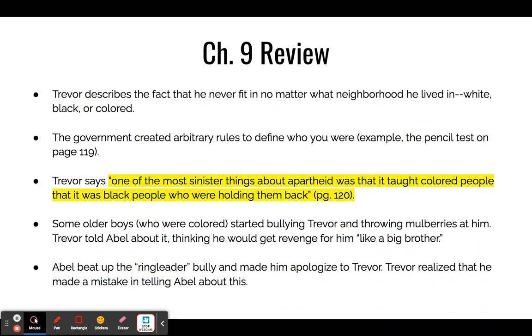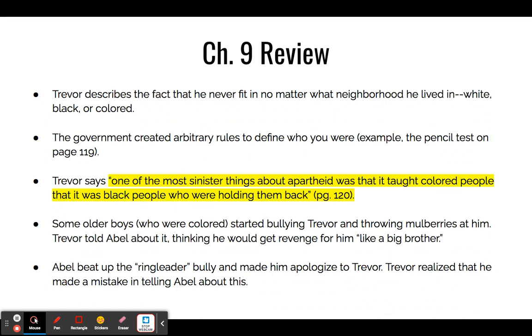Then he starts talking about some older boys nearby who were colored, and they started picking on Trevor and bullying him, the mulberry tree incident. Trevor told Abel, his stepfather, about it, and he was thinking that he was going to get revenge for him, kind of like a big brother defending him. But what ended up happening was definitely not what Trevor expected. Abel beat up the ringleader bully and made him apologize to Trevor, and Trevor realized that he made a really big mistake in telling Abel about this, because Abel didn't really do anything to stand up for Trevor. He was kind of living out his own anger through this incident.